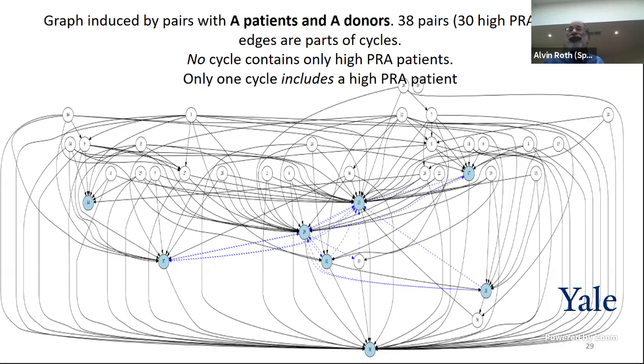So Al, sorry to interrupt. Just one clarifying question. Can we test in advance for high PRA patients, or is it something that we learn after the transplant?